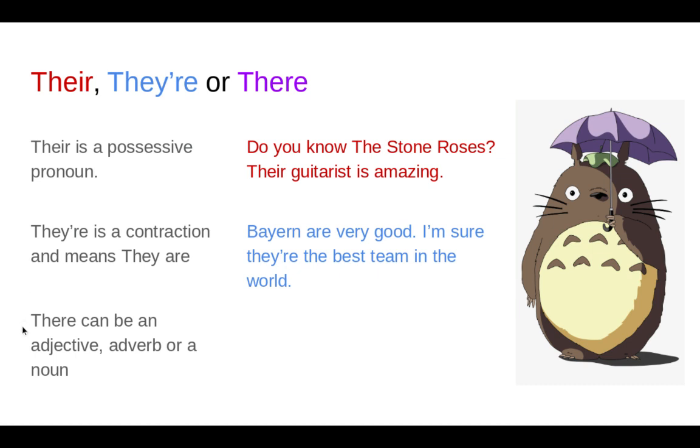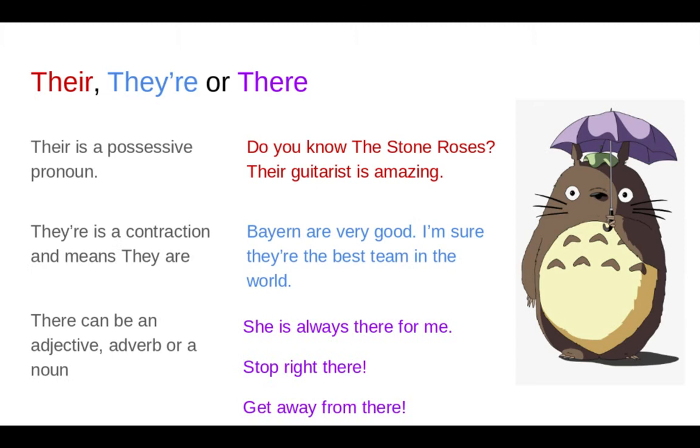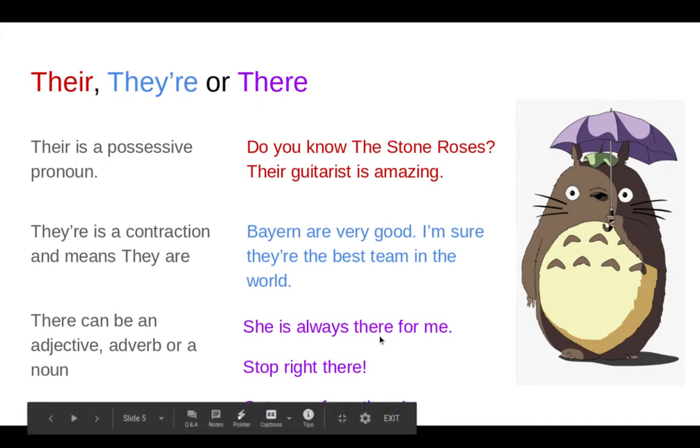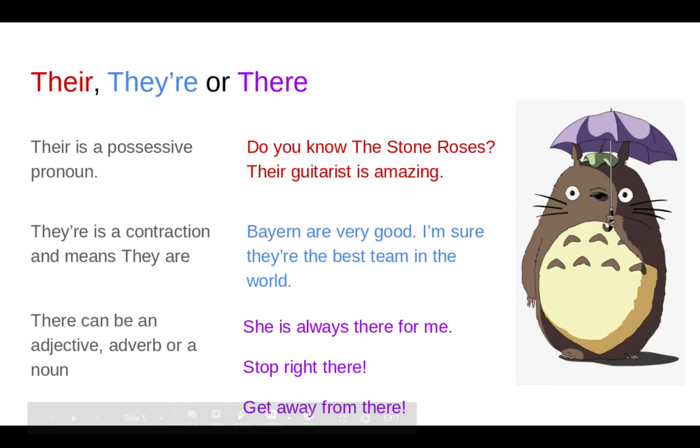Finally, there's a few uses for this word, there. It can be an adjective, it can be an adverb, or it can be a noun. Okay? She is always there for me. Stop right there. Get away from there. Adjective, adverb, and noun. Sorry, I've just hidden the noun. It'll come back. There we go.